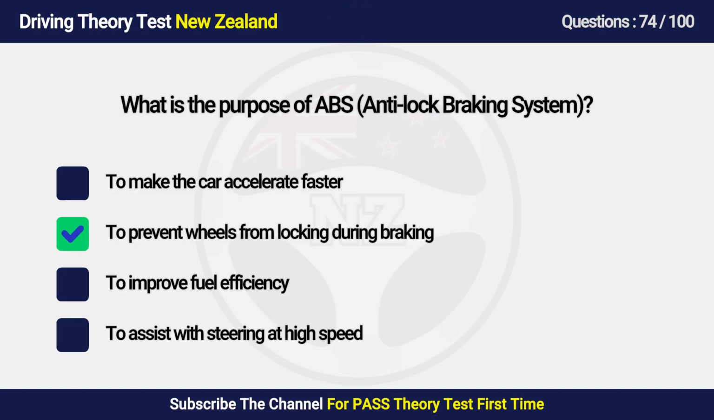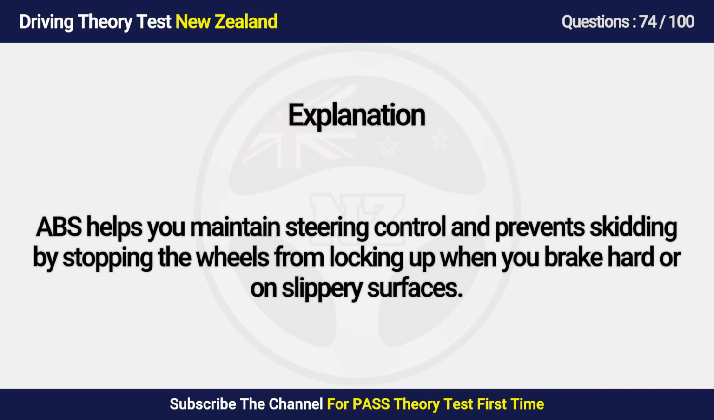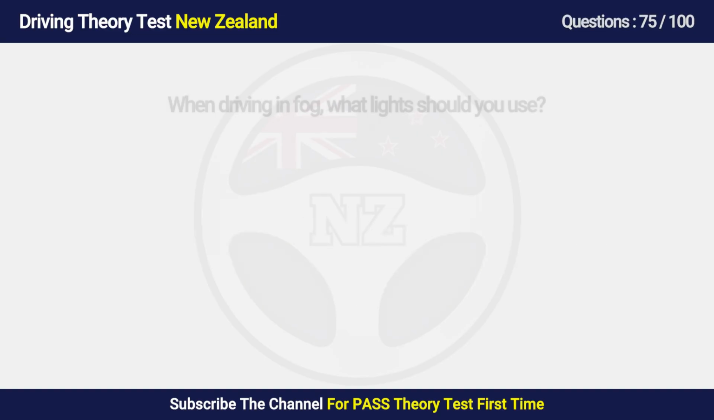Answer is B. To prevent wheels from locking during braking. ABS helps you maintain steering control and prevent skidding by stopping the wheels from locking up when you brake hard or on slippery surfaces.